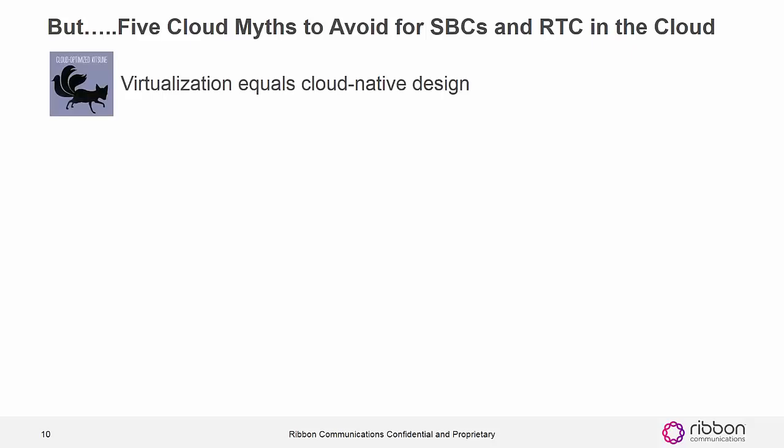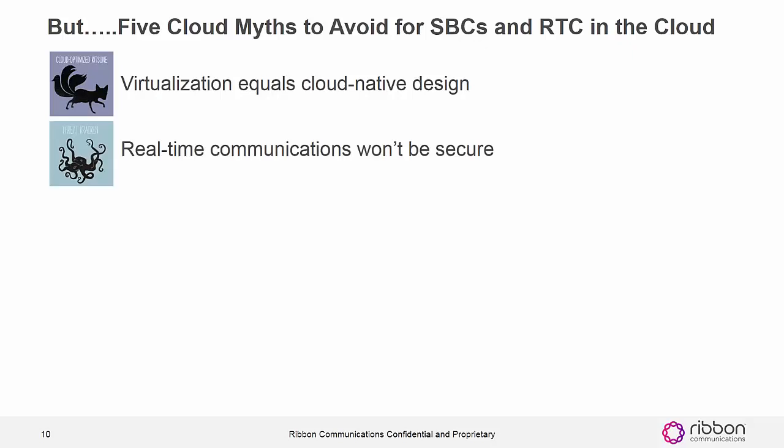So here are the 5 myths. I'm going to walk through these. Each of these is a mythical creature, and there's meaning behind that creature itself. I'll go through and explain that. The cloud optimized kitsune is a mythical Japanese fox who's a trickster, and he'll make you think things that just aren't true. That myth is virtualization equals a cloud native design, and that's not really true. We'll show you why, and we'll tell you what some of those benefits are.